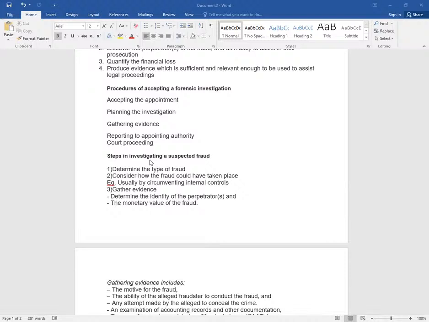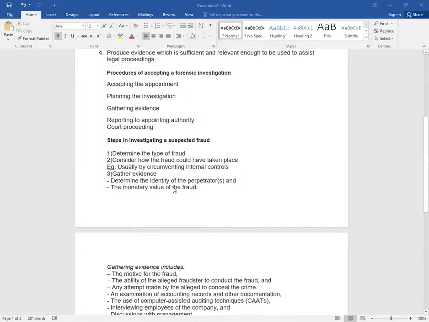Scheme, fraud scheme. You must determine the type of fraud. Number two, consider how the fraud could have taken place. Consider the motives, etc. Right? So consider how the fraud could have taken place, e.g. usually by circumventing internal controls. Right? Number three, gather evidence.